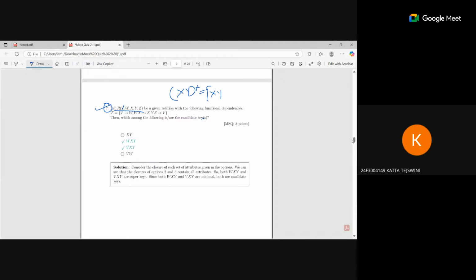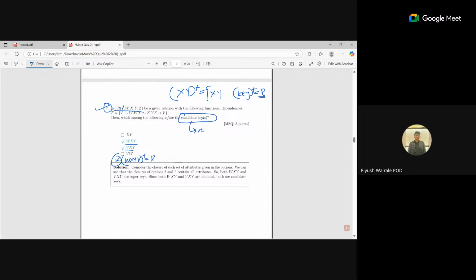Sir, can you repeat, sir? Yeah, so here we have been asked for the candidate key. So you need to find the candidate key here. Earlier we discussed that if we take the closure of a key, that will give all the attributes in the relation R. So here also the same thing will happen. But what if we have one more option, WXYV? Here also you will get all the attributes, but this is not a candidate key.